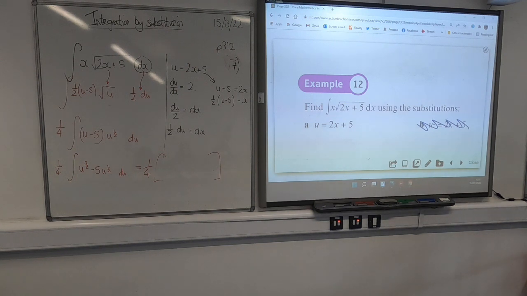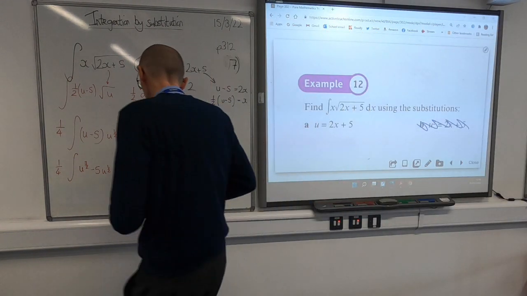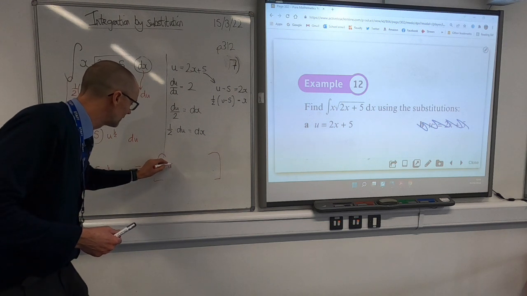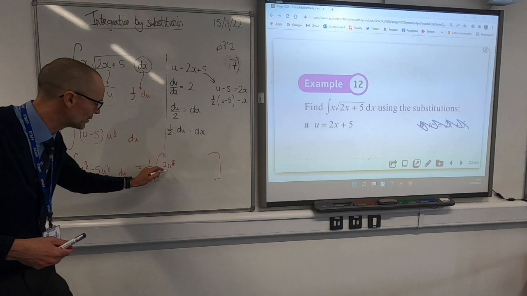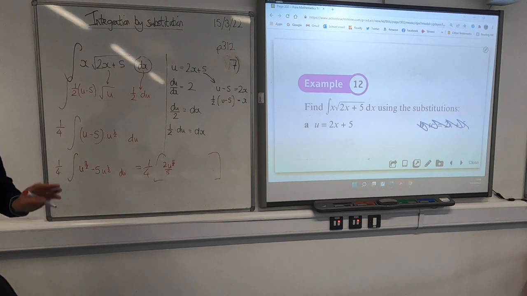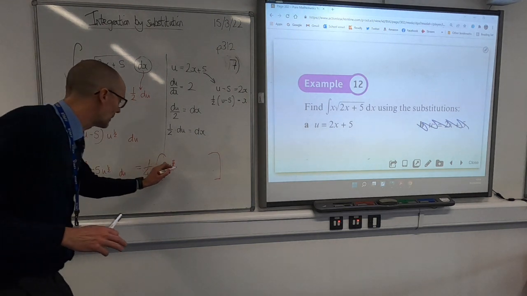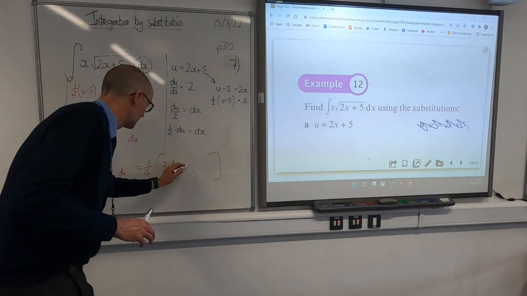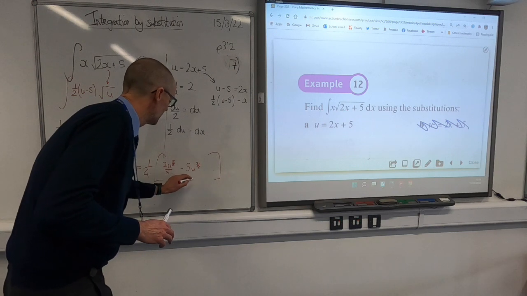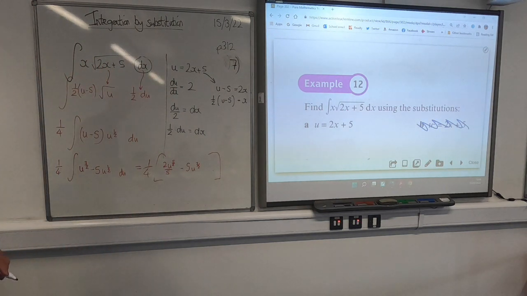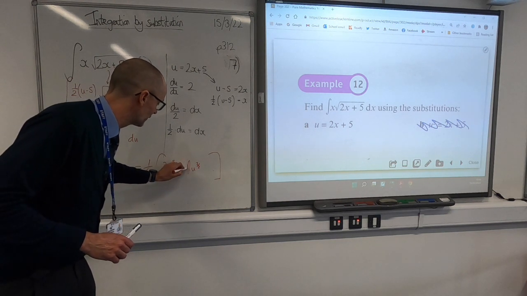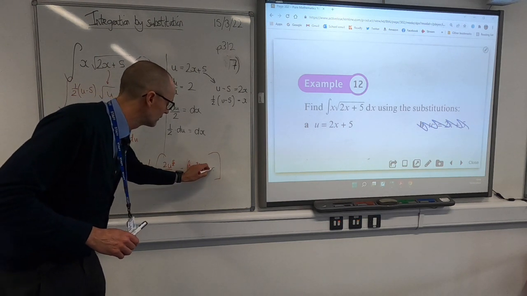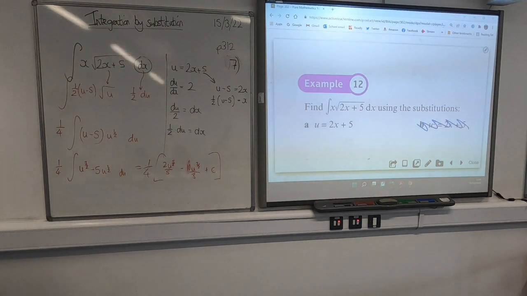So we get u to the power of 5 over 2 divided by 5 over 2, which is the same as multiplying by 2/5. And you could write that as 2/5 times, or 2 over 5. And minus 5 divided by 3 over 2, which is the same as 2 over 3. With the quarter out the front.